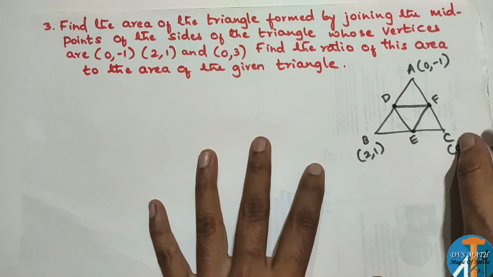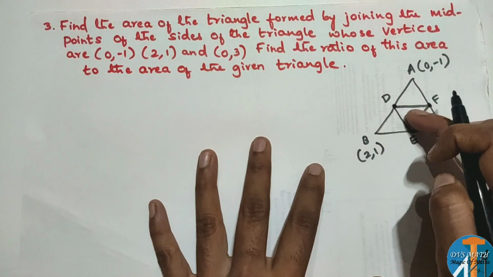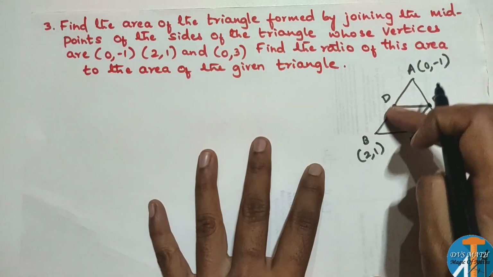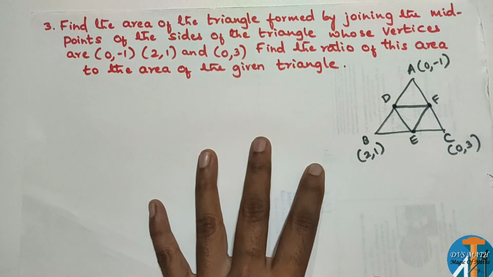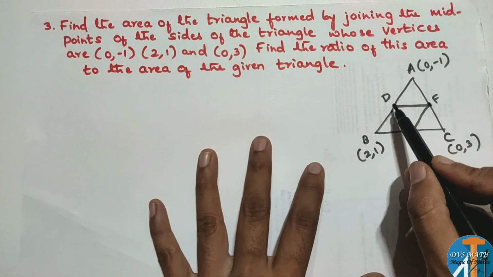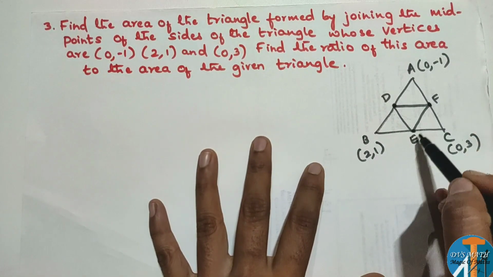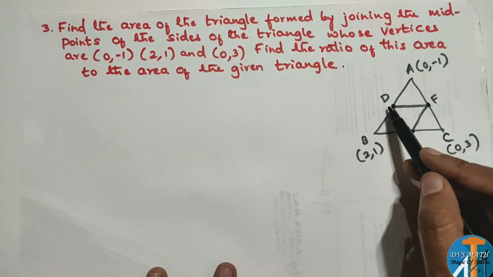Now what we have to do is find the area of this smaller triangle, as well as the area of the bigger triangle also. Then we have to find the ratio between them. That means we have to divide both the areas. Now observe. Before finding the area of DEF, first we have to find the vertices, right?